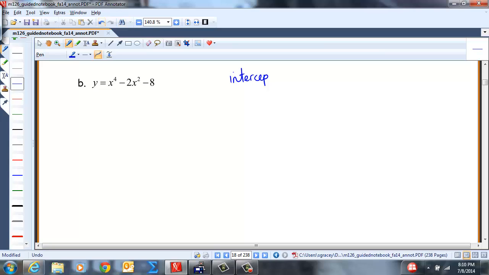Oh, actually we're doing them like this. X-intercept. So 0 is equal to x to the 4th minus 2x squared minus 8. This one is quadratic in form. You can write it like this.